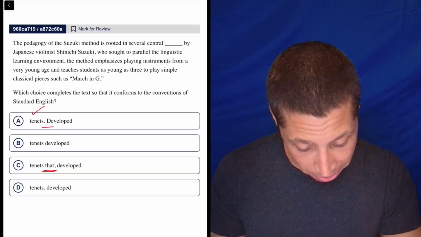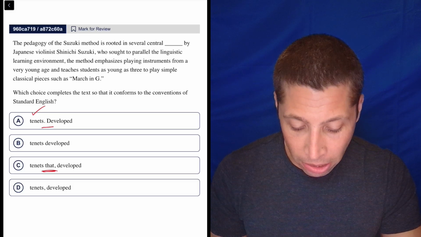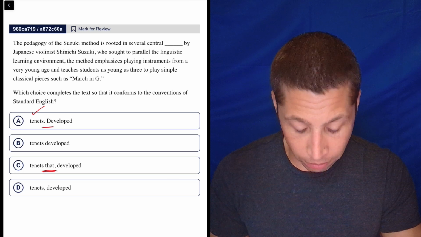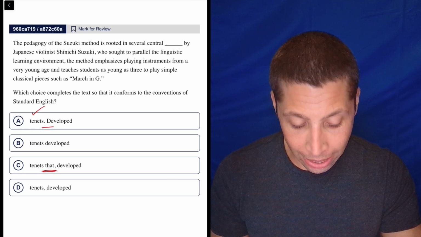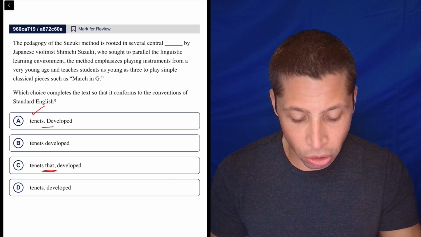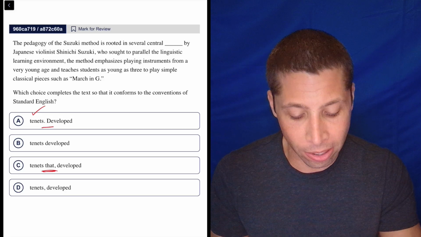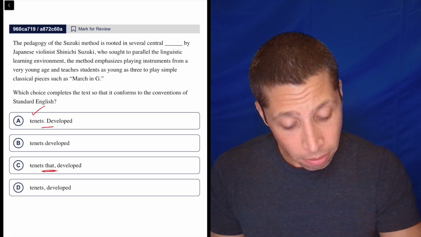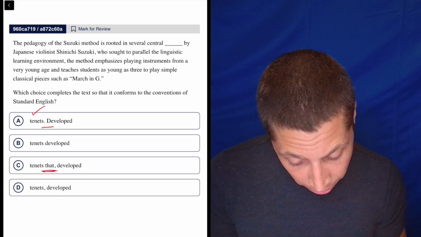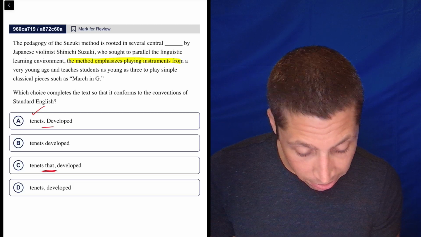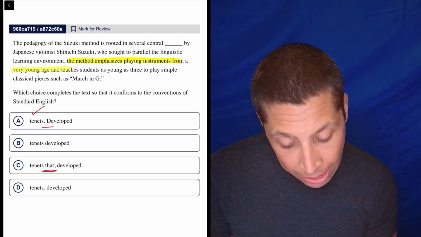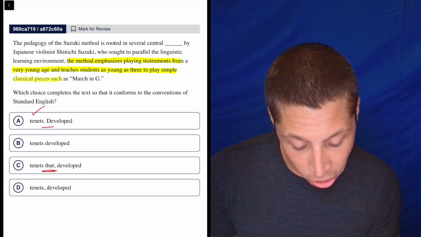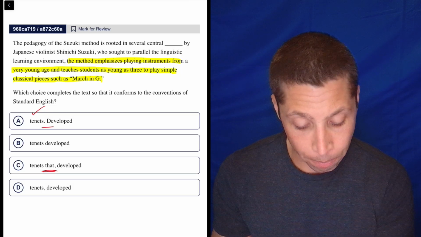This is a longer piece here, but okay. Developed by Japanese violinist Shinichi Suzuki, who sought to parallel the linguistic learning environment, the method emphasizes playing instruments from a very young age and teaches students as young as 3 to play simple classical pieces such as March in G. So there's a sentence in there. It's buried, but it's there. It starts here: the method emphasizes playing instruments from a very young age and teaches students as young as 3 to play simple classical pieces such as March in G.